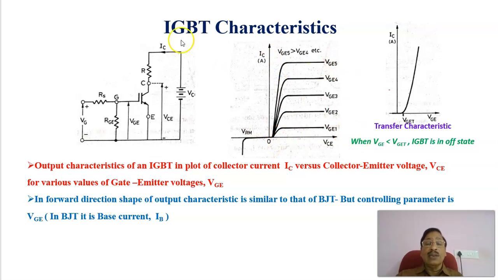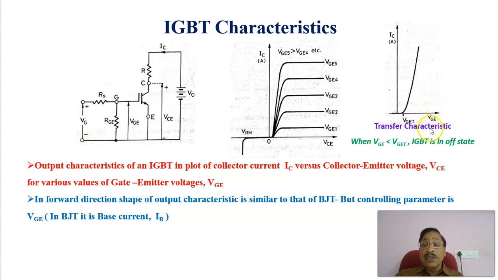Therefore, a BJT is a current control device, but the IGBT is a voltage control device in which you vary the voltage between gate and emitter. Thereby, you can shift the curve in the output characteristics. This is the output characteristics of an IGBT, and the forward characteristic is similar to a bipolar junction transistor, only the variable is gate to emitter voltage, unlike base current. This is the reverse characteristics of the IGBT and this is the forward characteristics, and this is called the transfer characteristics.